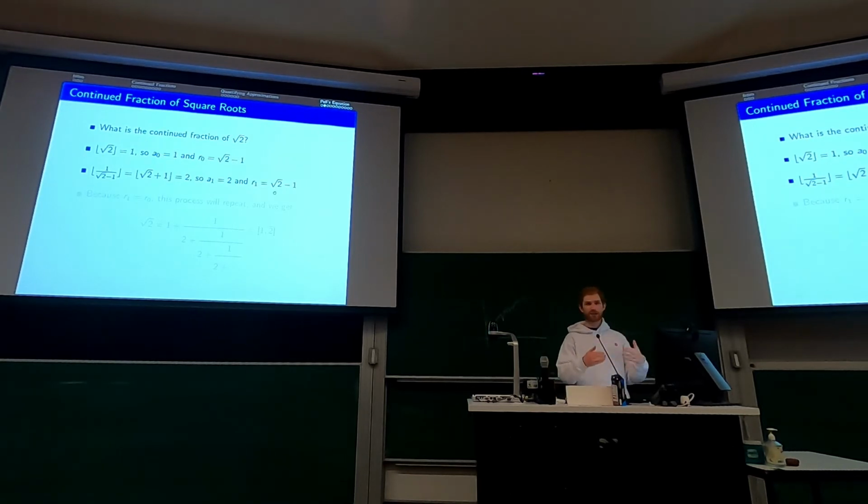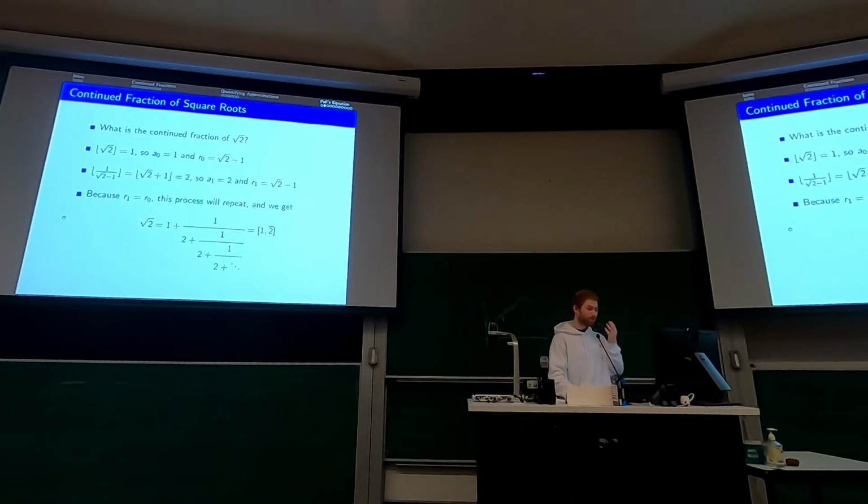Now, because the remainders are the same, this process is just going to go on infinitely, right? We're just going to keep getting the same remainder. And what this means is that the partial quotient is always going to be the same. So for the square root of 2, we actually get this pretty simple continued fraction that this is equal to 1 plus 1 over 2 plus 1 over 2 plus 1 over 2 and so on.